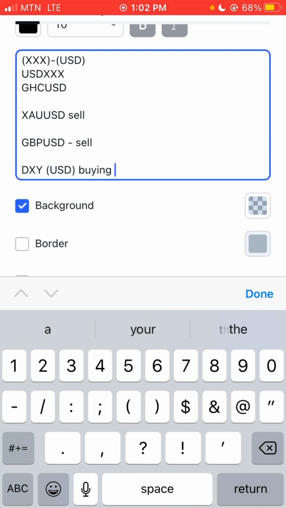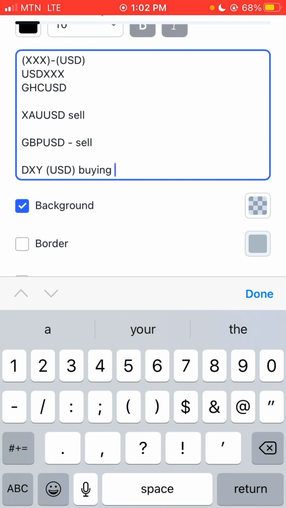In case you don't understand, you can leave a comment in the comment section, and I'll attend to that as soon as possible. So DXY is a dollar index. Mostly I compare: if DXY is buying, meaning it's going up, the dollar is very strong, so its other related pairs would sell. Right now we are comparing GBP to USD. If USD is very strong, automatically GBP will be very weak, so it would have to sell.